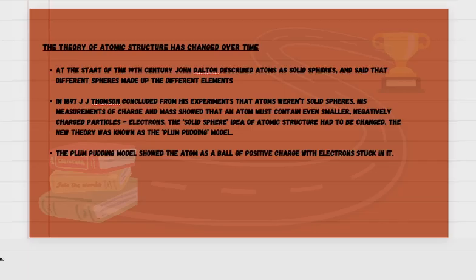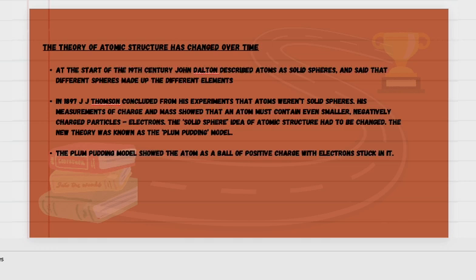The theory of atomic structure has changed over time. At the start of the 19th century, John Dalton described atoms as solid spheres and said that different spheres made up the different elements. In 1897, J.J.